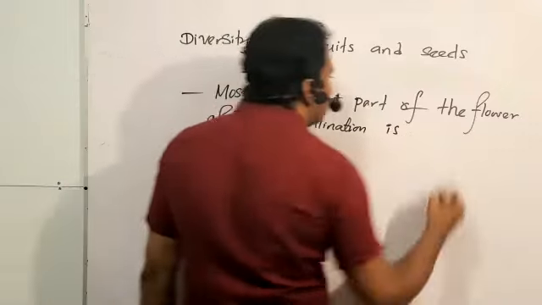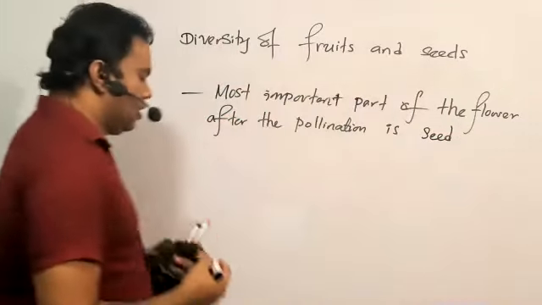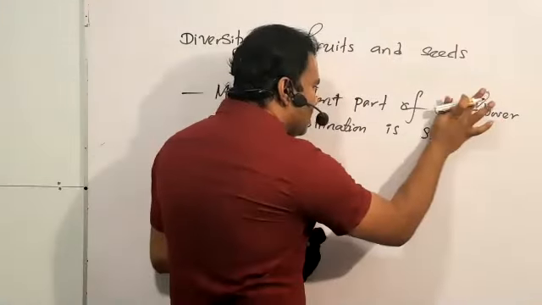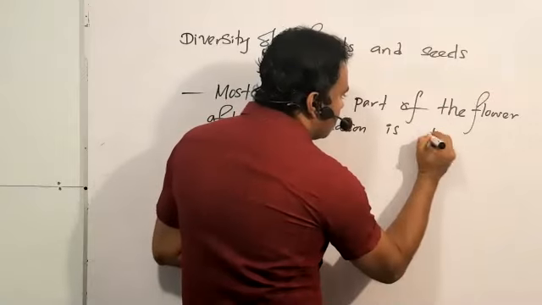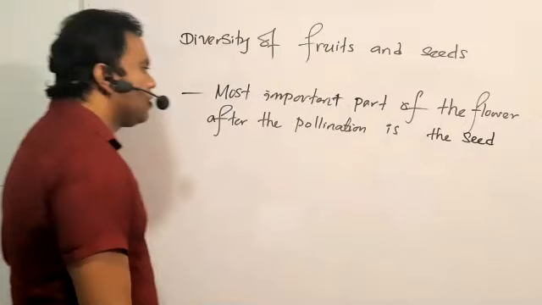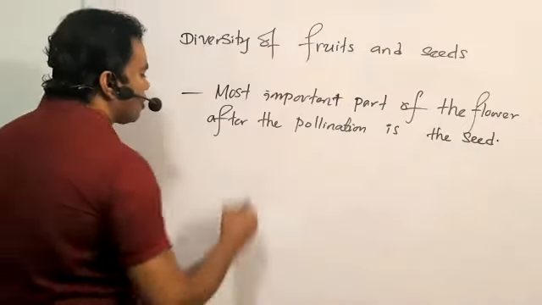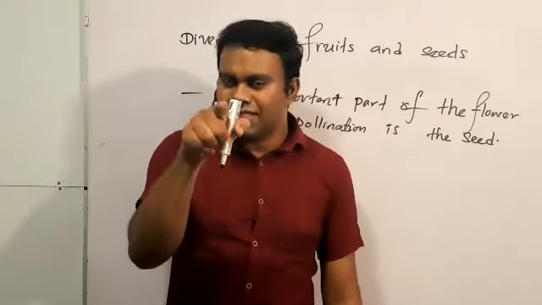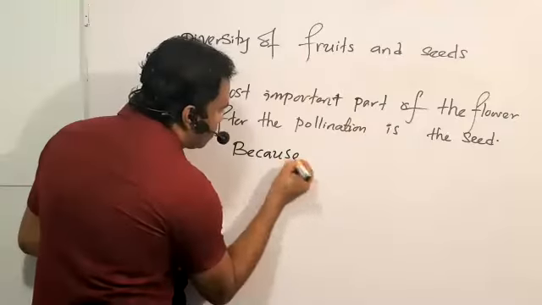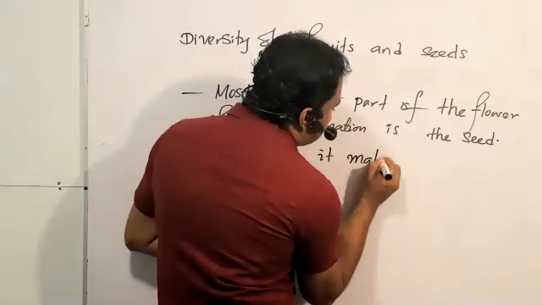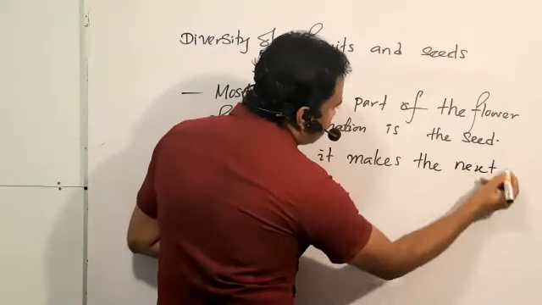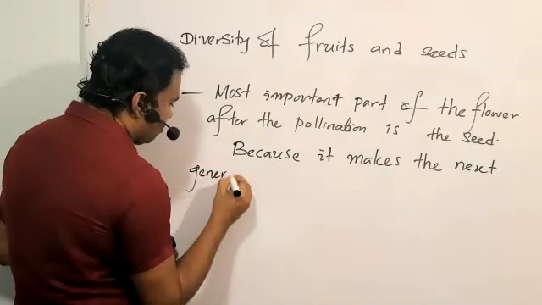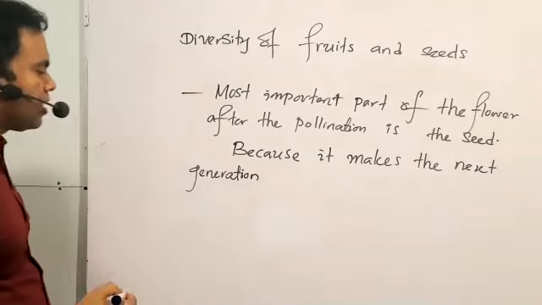is seed. Is the seed. What's the reason? As it makes what? Next generation. It germinates into the next generation. Seedling. Plant. Good. Because it makes the next generation.